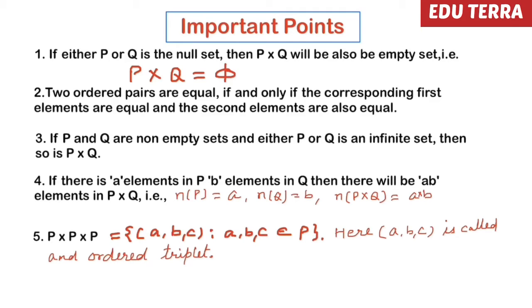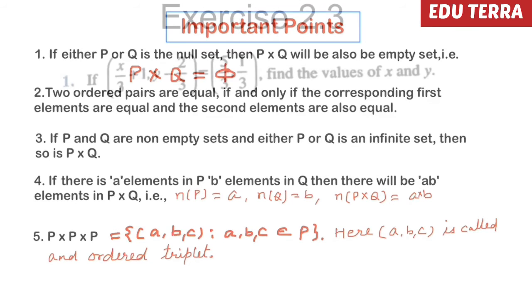All these 5 points, or rules, are very important for the Cartesian product. Now we are going to solve exercise 2.1. I want to say here that point number 2 is very important, and point number 4 also. Related to point number 5, if you have to find P cross P cross P, then first always find P cross P, and after that P cross P cross P.